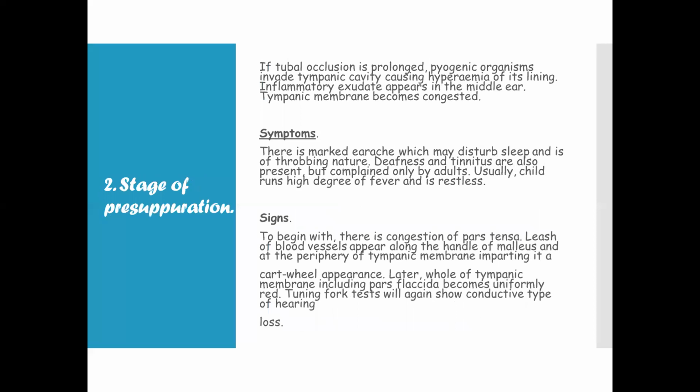Stage 2, stage of pre-suppuration. If tubal occlusion is prolonged, pyogenic organisms invade the tympanic cavity, causing hyperemia of its lining. Inflammatory exudate appears in the middle ear, and the tympanic membrane becomes congested. The symptoms include marked earache, which may disturb sleep and is throbbing in nature. Deafness and tinnitus, which is basically ringing in the ears, are also present, but complained of only by adults.